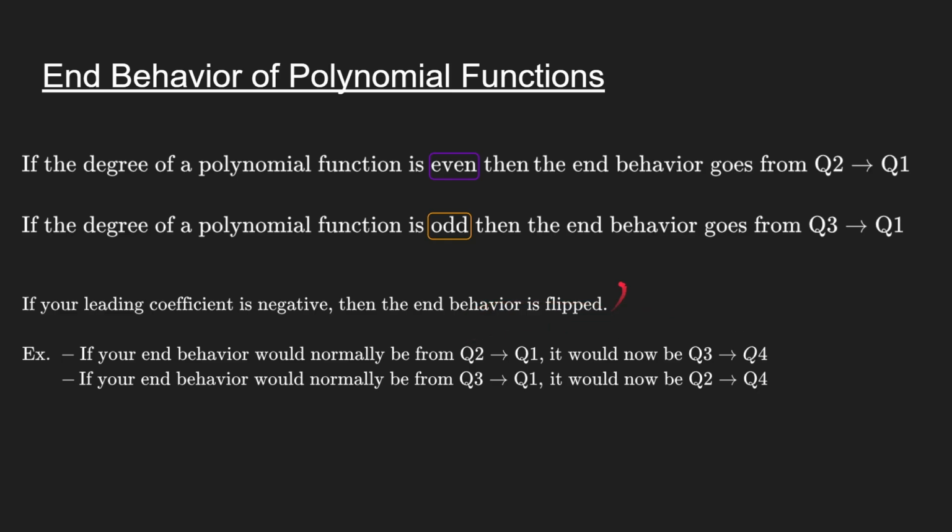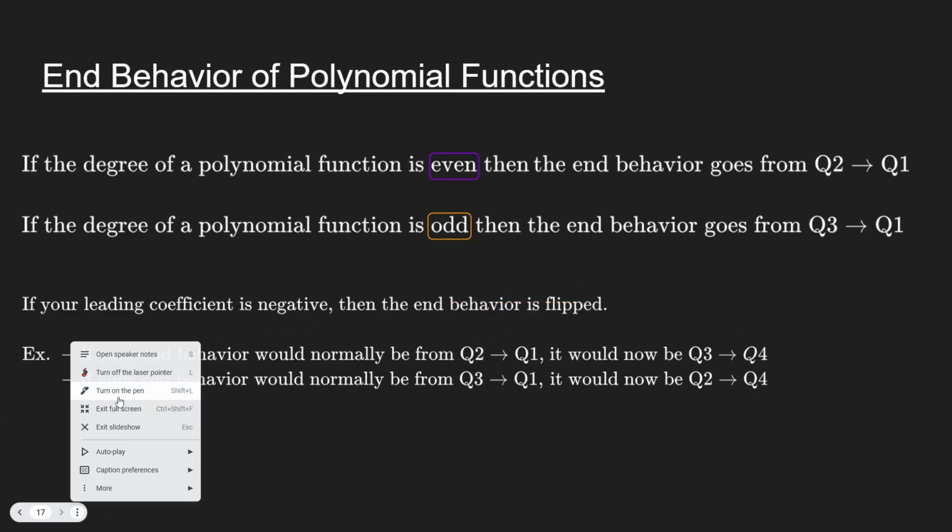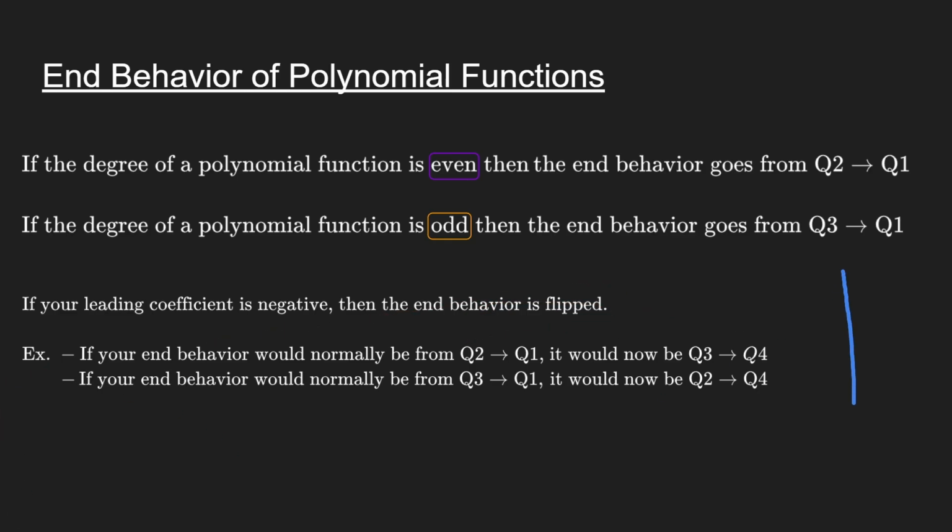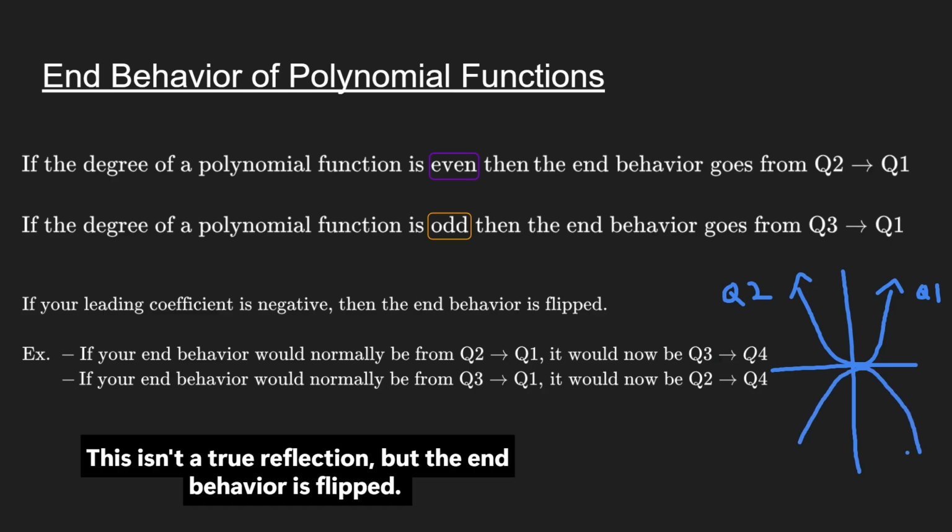And that makes sense. Let me draw this out here to visualize. If you're given the normal Cartesian plane, and you have a function that goes from quadrant 2 to quadrant 1, and the leading coefficient is negative, that means everything's being reflected, and you're just going to be going from quadrant 3 down to quadrant 4.